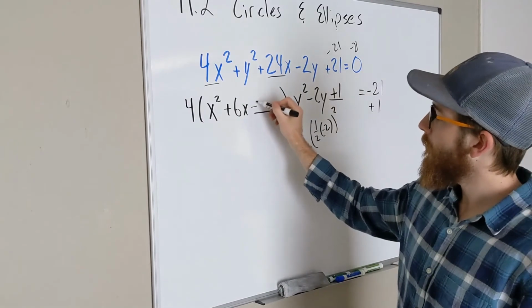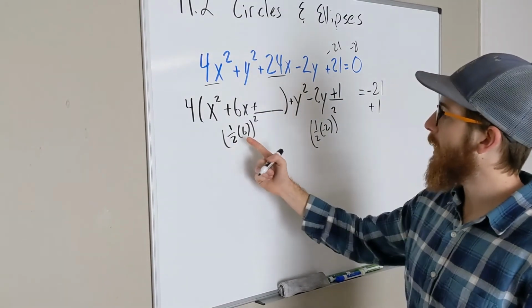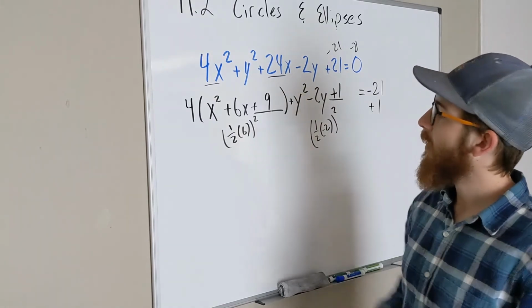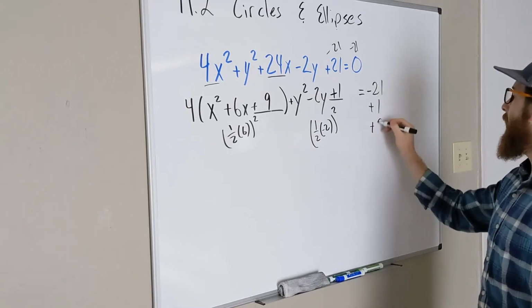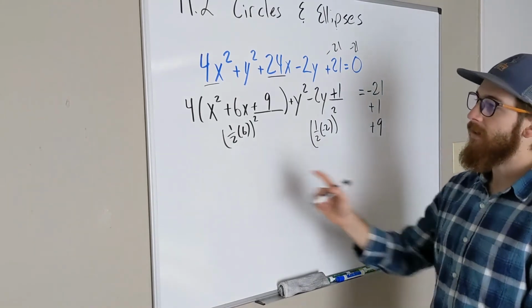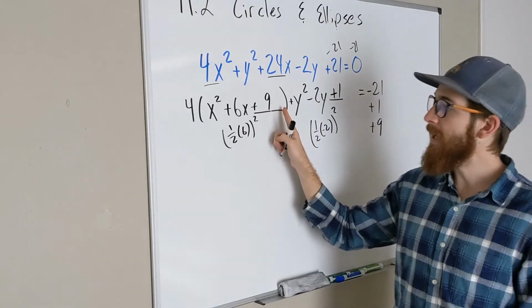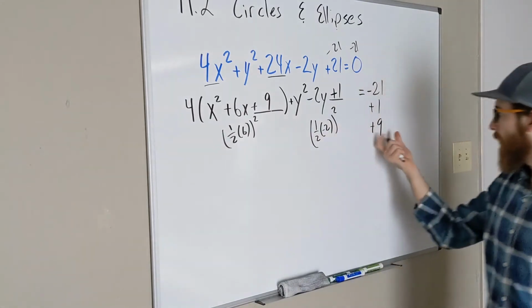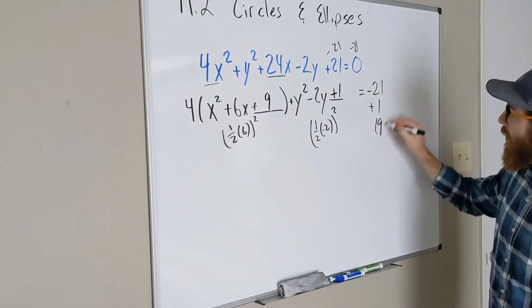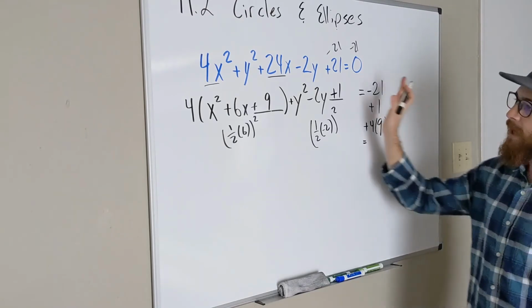Now here, what's 1/2 of 6, squared? Well, that's 3 squared, which is 9. Okay, now what I add to this side, I have to add to this side. So add 9. But this 4 is distributed in here. So that means I can't just add 9. I have to do 4 times that 9.